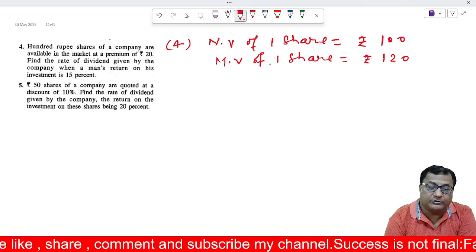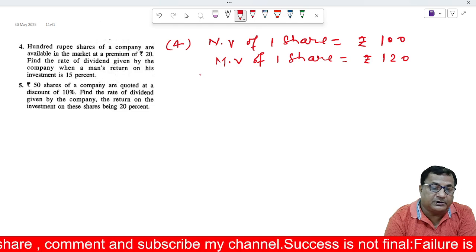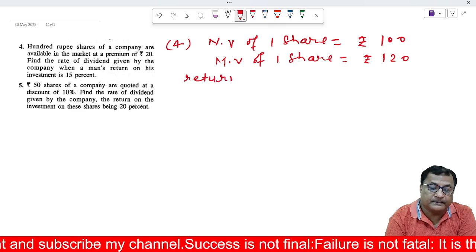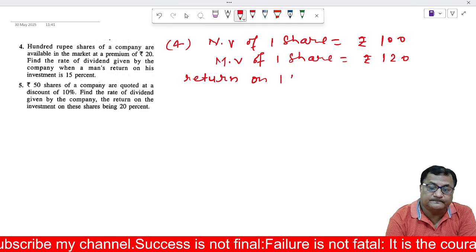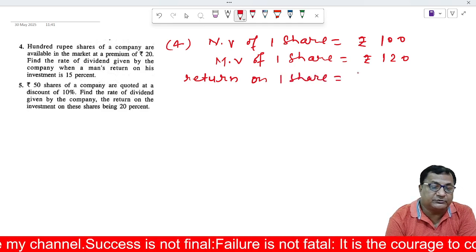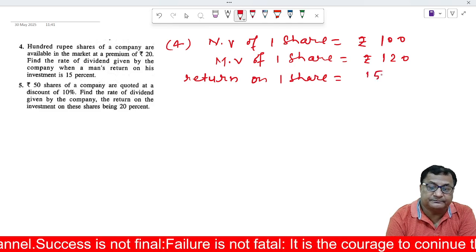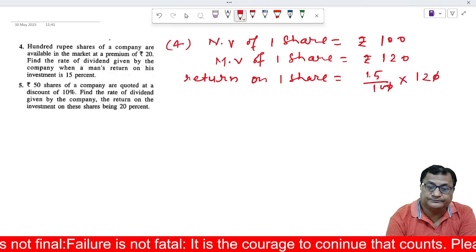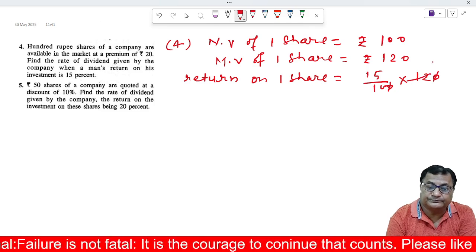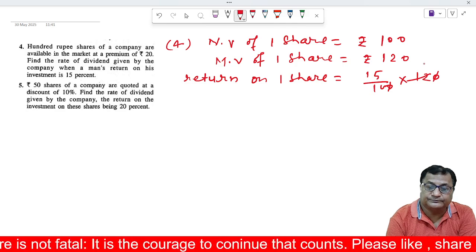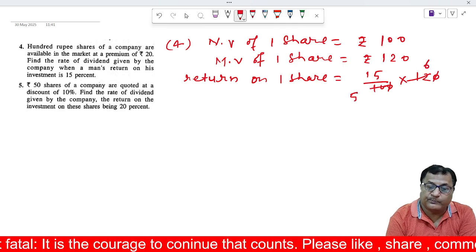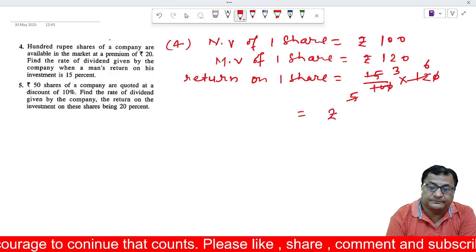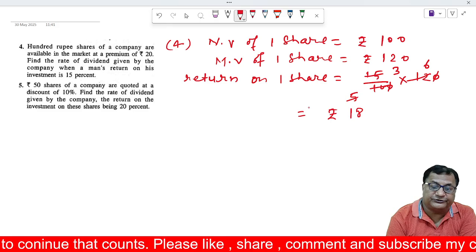Suppose a man had bought one share. So the return on one share is equal to 15 by 100 into 120, which is 18. 18 is the return on one share.